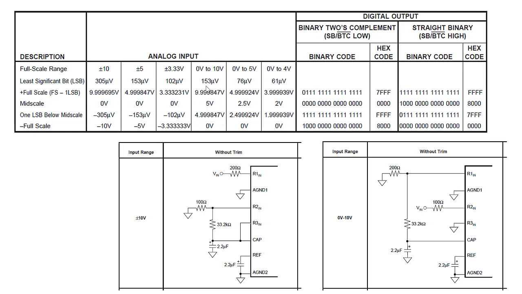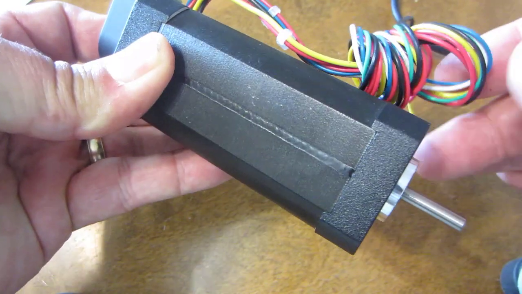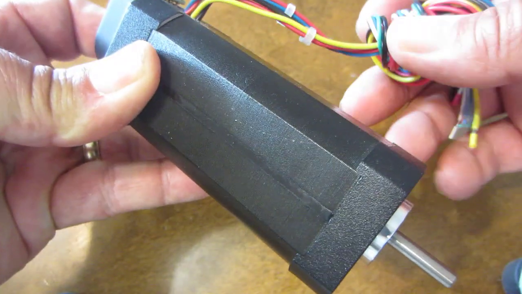And your resolution here would be 153 microvolts. And then all the way at the top end, you're almost right at 10 volts, and that's going to be all Fs. So that's what it would look like. This particular analog to digital converter gives you both capabilities, and it's up to you how you connect it and how you use it.